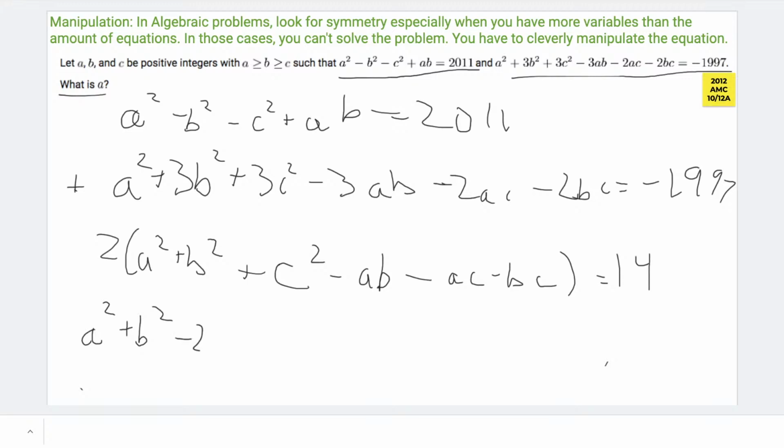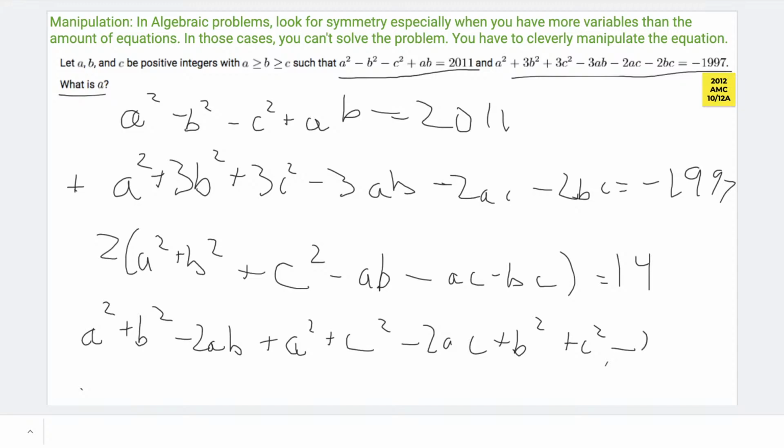So we have this a squared plus b squared minus 2ab, because 2 times ab is 2ab, and we have another a squared plus c squared minus 2ac, and then we have another b squared and another c squared that we didn't add yet. So b squared plus c squared minus 2bc equals 14.